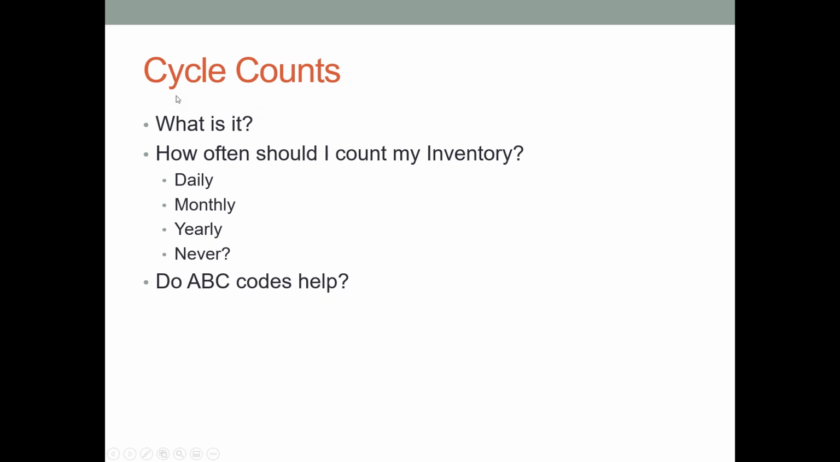Cycle counts. A cycle count, in inventory terms, is when you're physically counting your inventory. How often should I count my inventory? Daily, monthly, yearly, never? Do ABC codes help? Obviously they do, because if it's an A part, maybe you need to count it more often. Cycle counts are basically your weekly, usually quarterly or yearly counts. Sometimes companies will do it monthly. That's when you're counting just to make sure your inventory management system is accurate.